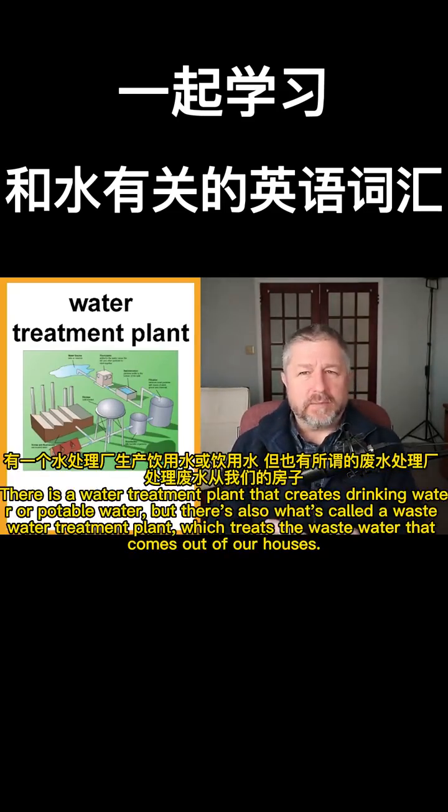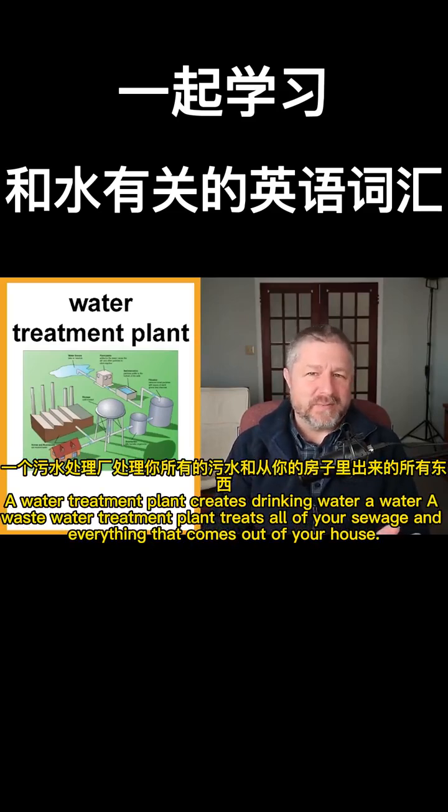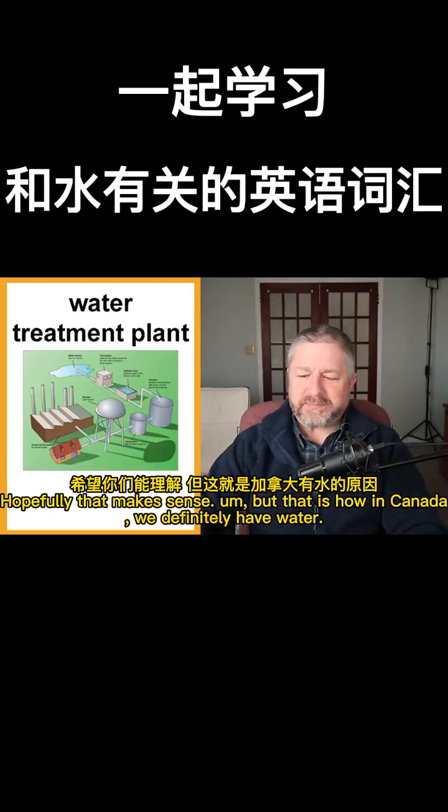Now, there's two kinds of water treatment plants. There is a water treatment plant that creates drinking water or potable water, but there's also what's called a wastewater treatment plant, which treats the wastewater that comes out of our houses. So quite a bit of a difference there. A water treatment plant creates drinking water. A wastewater treatment plant treats all of your sewage and everything that comes out of your house. Hopefully that makes sense.